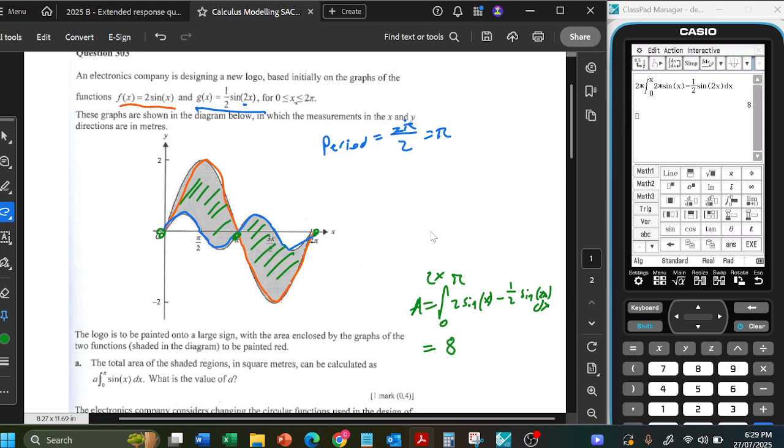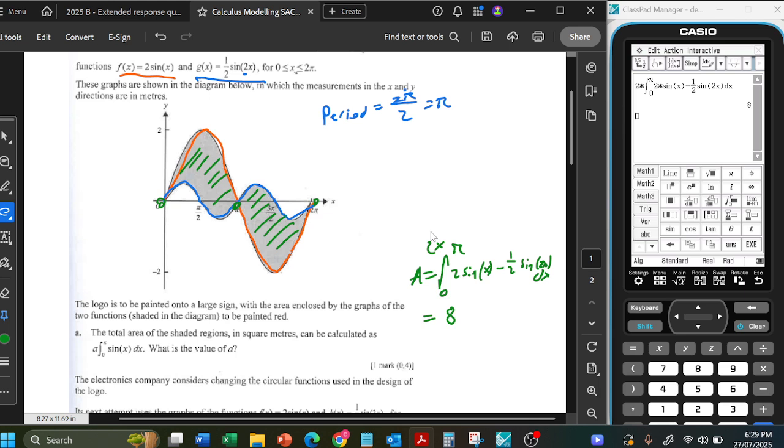And of course, we could do this by hand, practice your integral skills, but you don't need to do that for this particular test. You will for the exam, but for the SAC, it's tech active, so this is perfectly fine. No more level of detail than this is perfectly acceptable. So we can see that is equal to, in this question, the total shaded area in square meters can be calculated using this formula here.